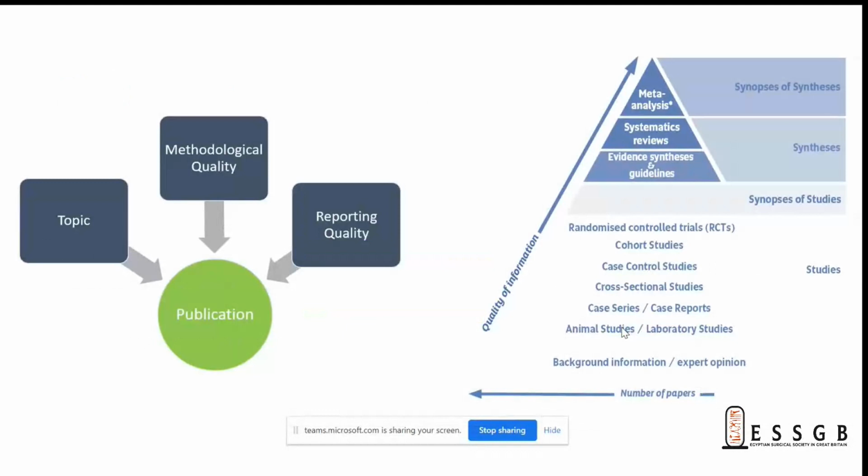So my take-home message is that 3 factors are important in publication: reporting quality, methodological quality, and topic. I'm talking about meta-analysis now specifically. The topic is the most important one, because you can always improve methodological quality and reporting quality.